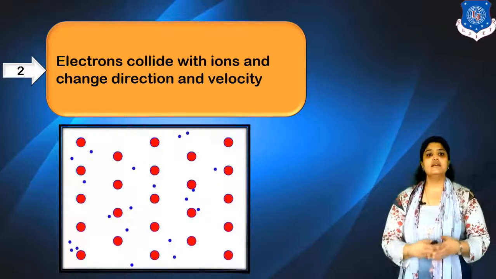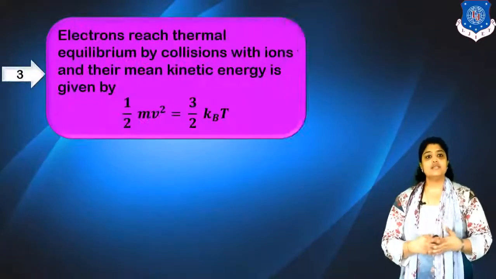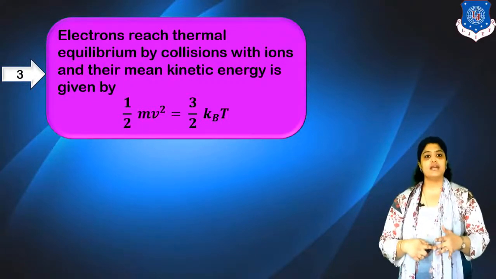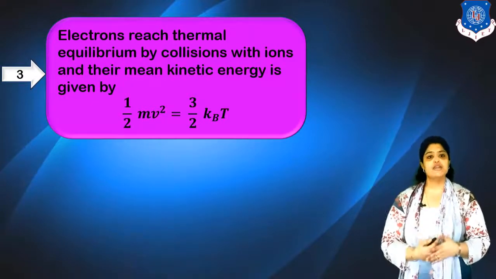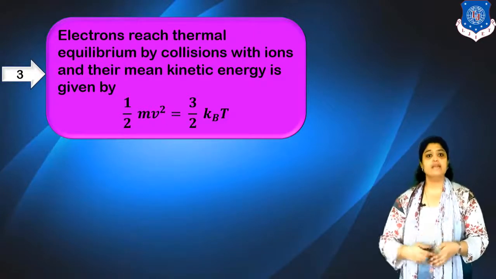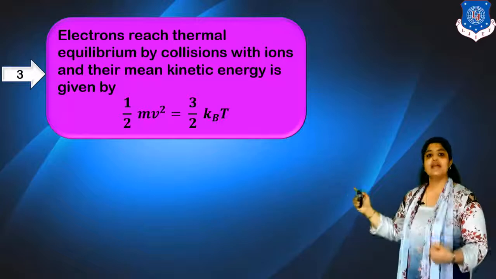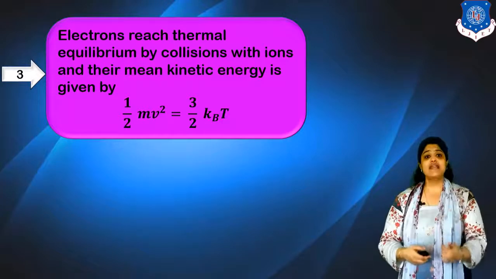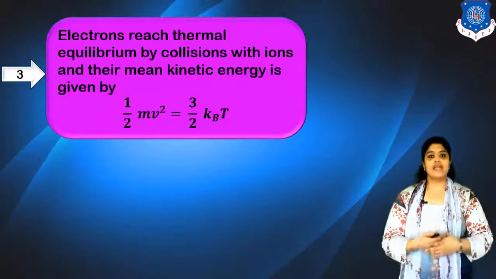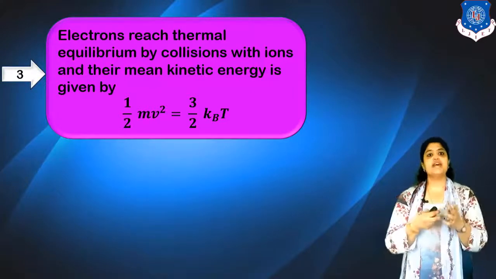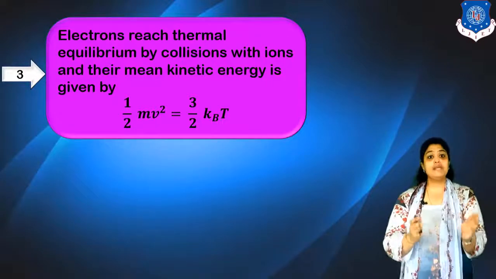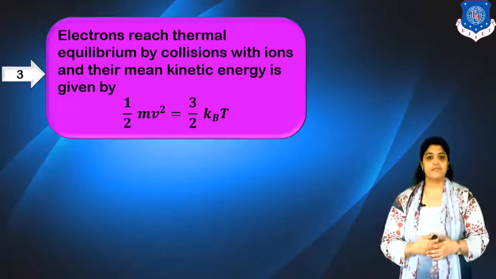Let us discuss the third assumption, which says electrons reach thermal equilibrium by collisions with ions, and their mean kinetic energy is given by half mv square equals 3 by 2 kBT. This is the equation which is based on the kinetic theory of gases, which says that kinetic energy increases with temperature. So in this point, I can explain that once the electrons have collided, they move randomly. After a particular point of time, they will be reaching a thermal equilibrium.